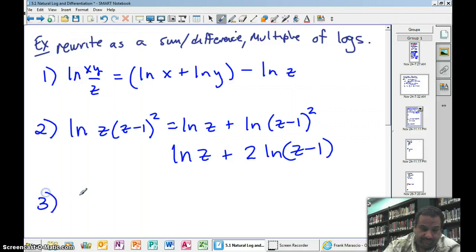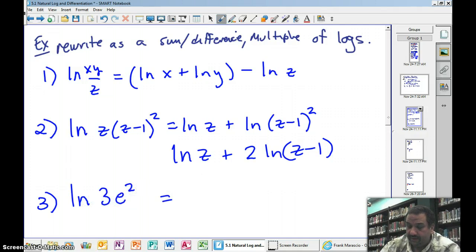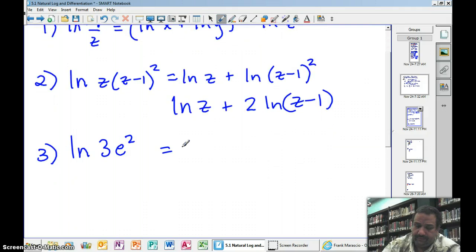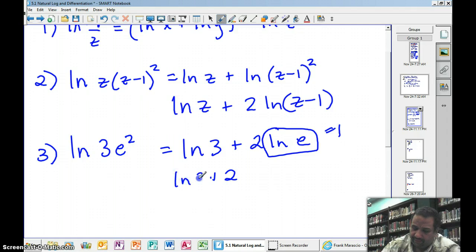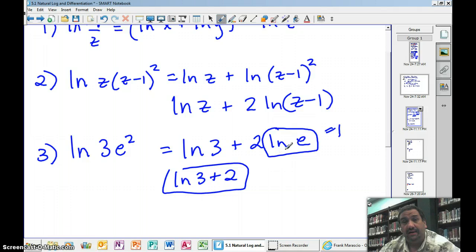Let's look at 3. I'll do the natural log of 3e squared. That's going to be, let's move it down a little bit, the natural log of 3 plus 2 times the natural log of e. This guy is equivalent to 1. So my answer will be 2 plus the natural log of 3. All right? Natural log of e, base e, is 1. Done.